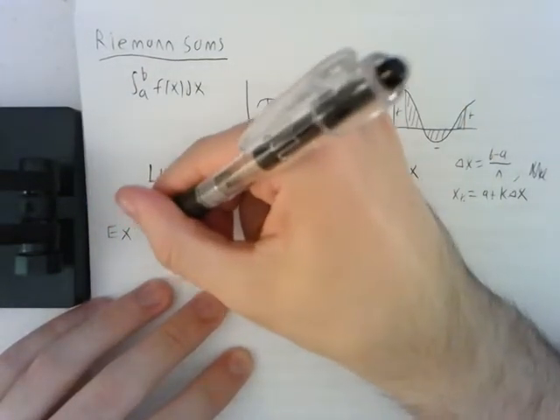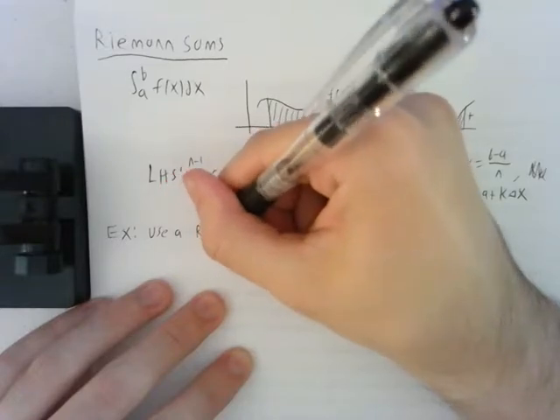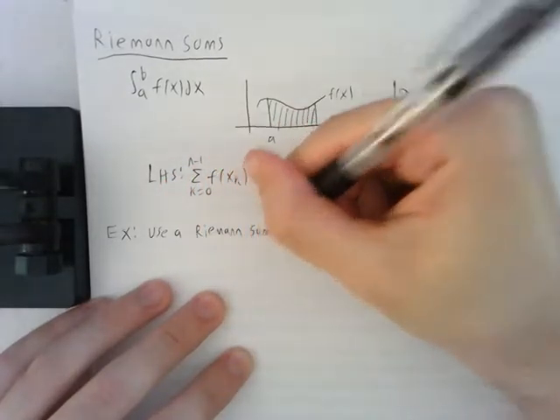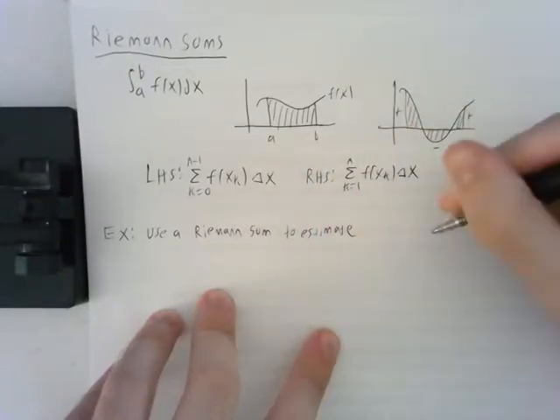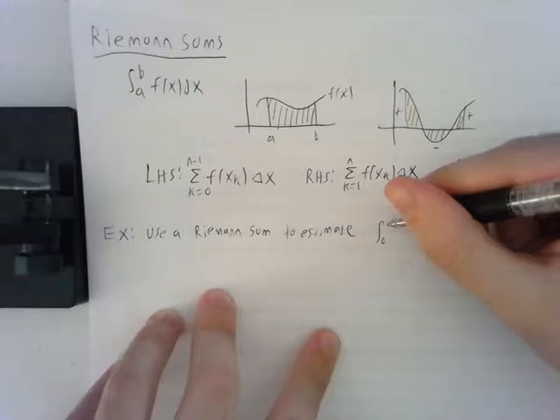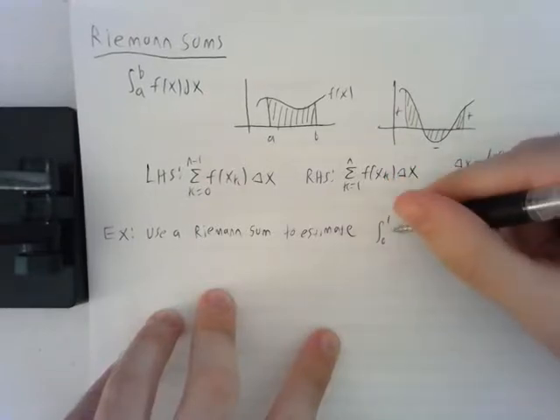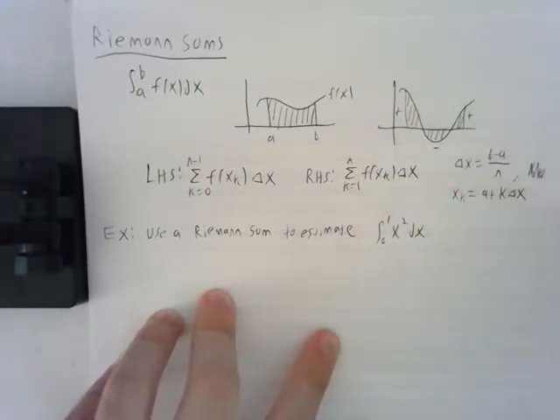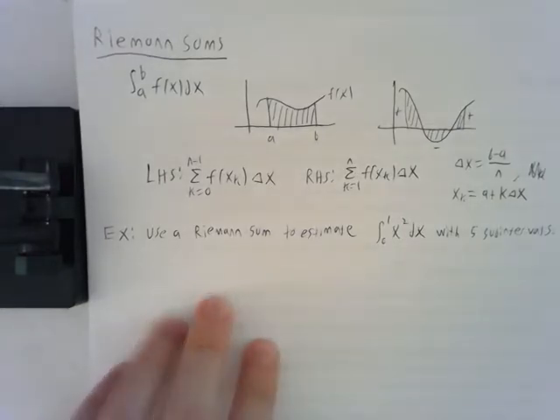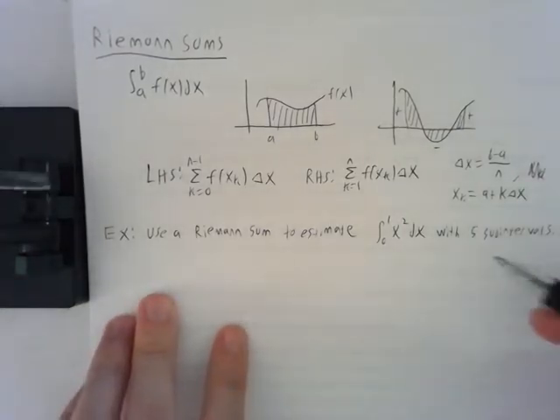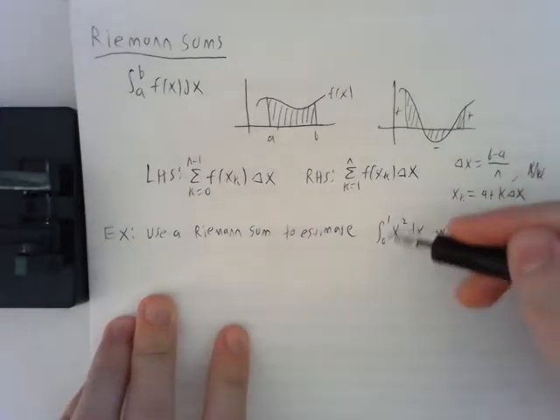So as an example, let's use a Riemann sum to estimate the integral from 0 to 1 of x squared dx with, let's say, 5 subintervals. So how do we do this? Well, first let's look at what things are in this expression.